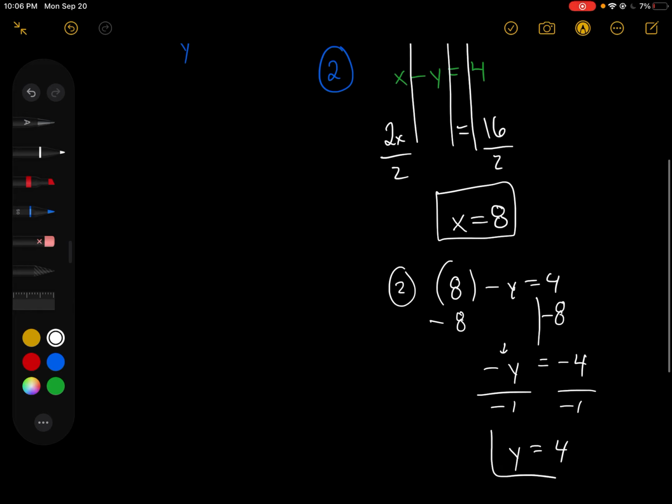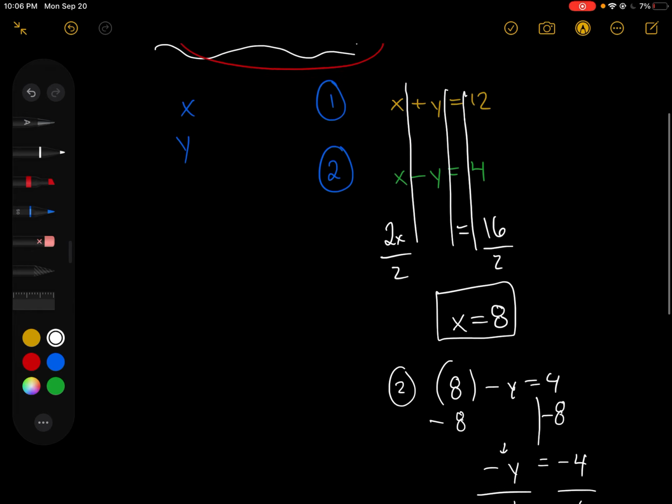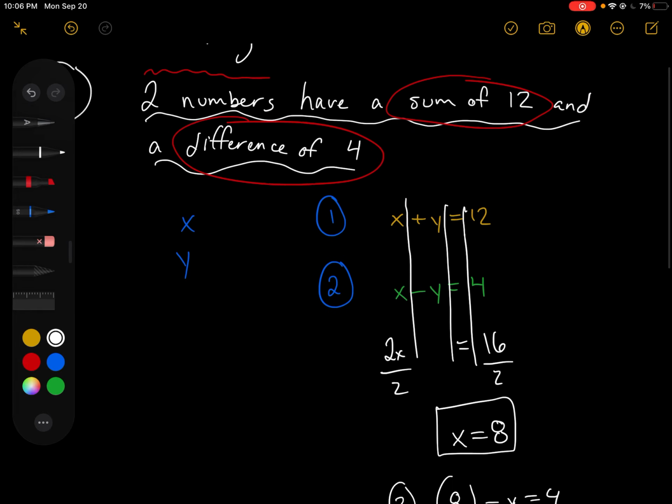And there you have it. We have two numbers, 8 and 4. And if we go back to the original equations, add them together, 8 plus 4 is 12, subtract them, 8 minus 4 is 4, and specifically we just did this using systems, which is exactly what we want to see.